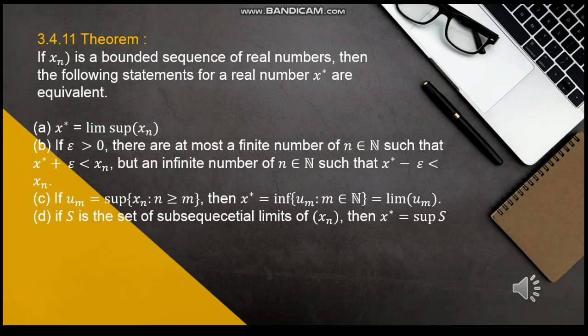C. If um equals supremum xn where n greater than or equals m, then x star equals infimum where m element natural numbers equals limit. D. If S is the set of subsequential limits of xn, then x star equals supremum S.